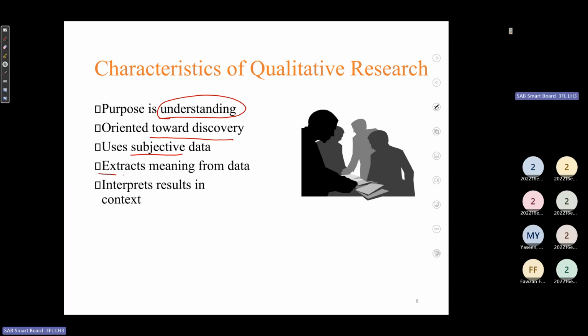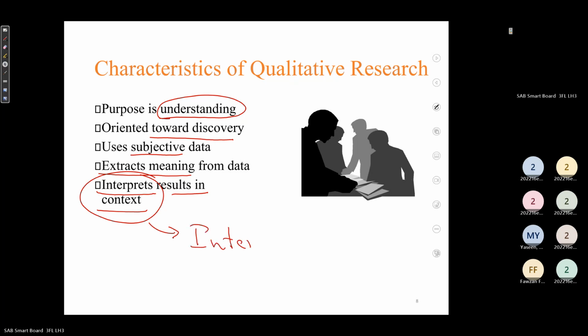It extracts meaning from the data and interprets the results in context. That's what we call interpretation. So qualitative research is based on the interpretivist paradigm. You can take down interpretivist paradigm. The interpretivist paradigm is where you try to interpret this.